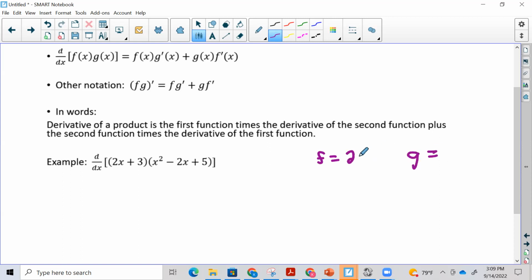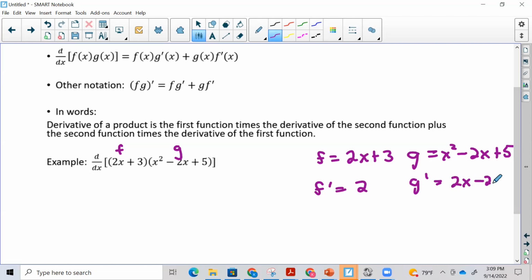So we have these two functions, and a lot of students like to write it on the side and write all the pieces. So 2x plus 3 is f. Okay, this is my first function. And then x squared minus 2x plus 5 is my second function, g. And then I'm going to take the derivative of both. So the derivative of 2x plus 3 is 2.